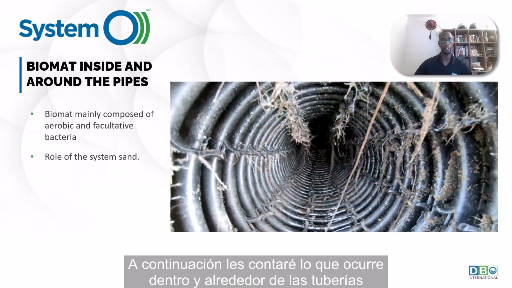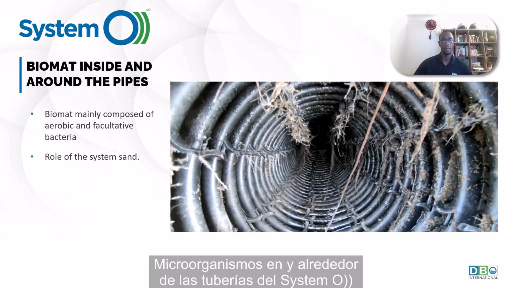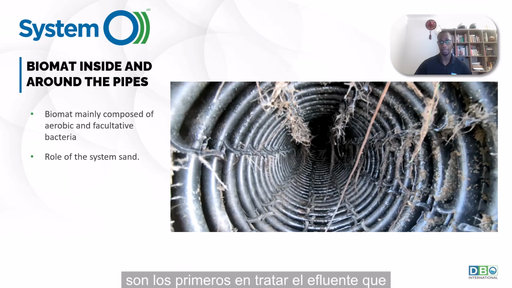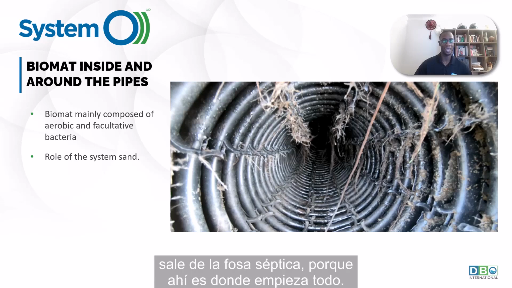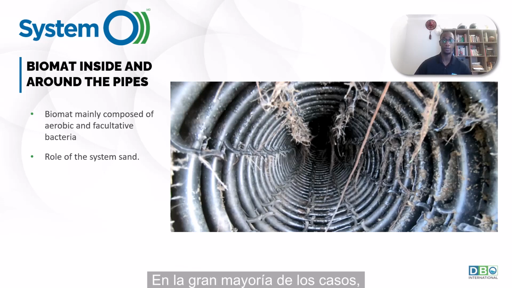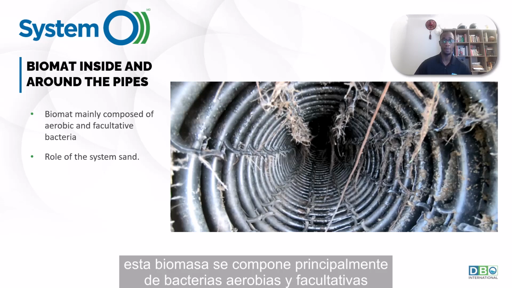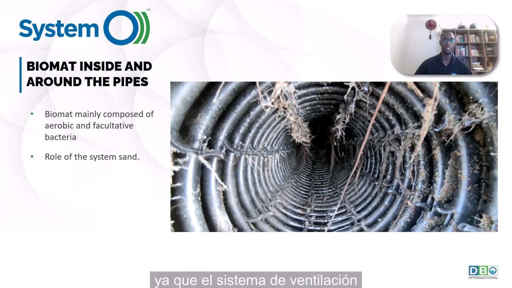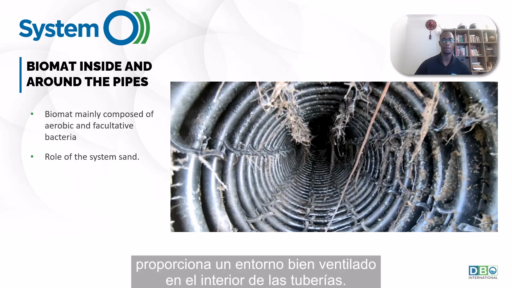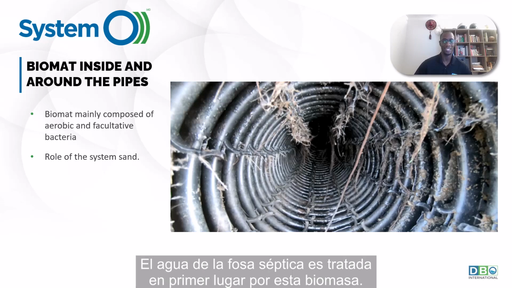Now we're going to talk about what's going on inside and around the pipe. The microorganisms inside and around the system or pipes are the first to treat the effluent leaving the septic tank, because that's where it all starts. In the vast majority of cases, the biomass is mainly composed of aerobic and facultative bacteria, as the ventilation system provides a well-aerated environment inside of the pipes. The water coming from the septic tank is treated by this biomass first.